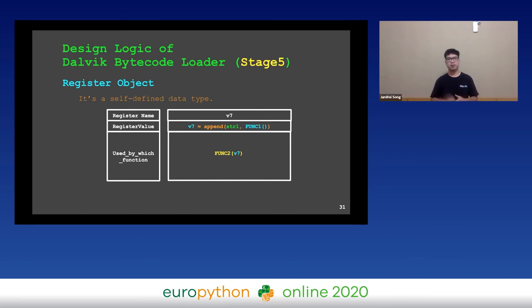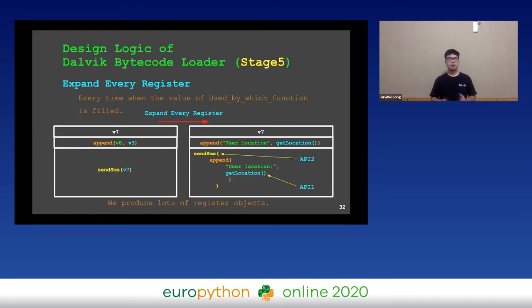Let's see the example. So the register name is V7, and the value of the register is a string. And the string appends the value of string 1 and the result of function 1. And then we can see that the register is used as the input source of function 2. And by the way, when filling in the value of used by which function in the register object, we expand every register by cross-referencing other register objects in a table.